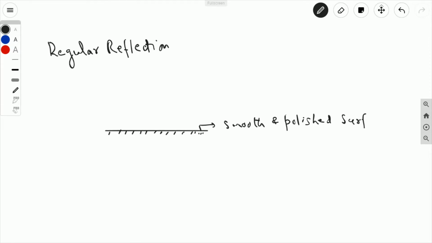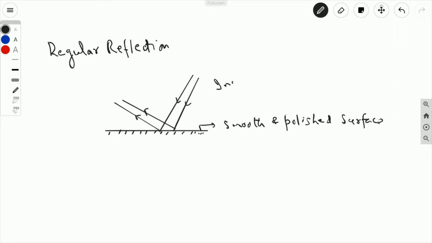So here on the smooth and polished surface, if a parallel beam of light strikes it, suppose we have one ray and another ray, then after striking, these parallel rays of light will be reflected back in the same medium as a parallel beam of light.